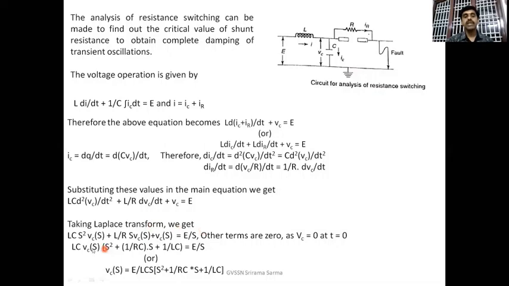Taking Laplace transforms, we get LC into S square into VC of S plus L by R into S into VC of S plus VC of S is equal to E, if you take the constant for a transient period, E by S Laplace transform. Other terms are 0 as VC is equal to 0 at t equal to 0. Therefore, LC into VC of S, if you take it as common, S square plus 1 by RC into S plus 1 by LC is equal to E by S. You can write VC of S equal to E by LCS into S square plus 1 by RCS plus 1 by LC.